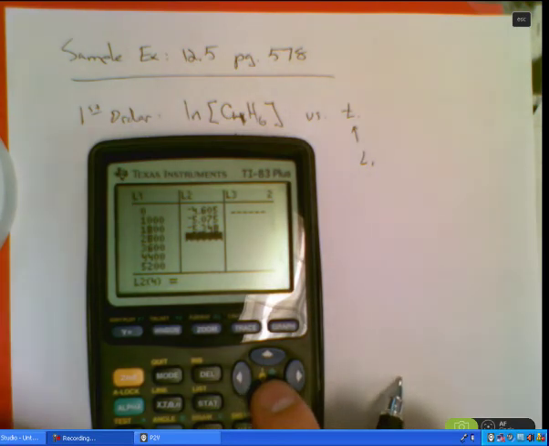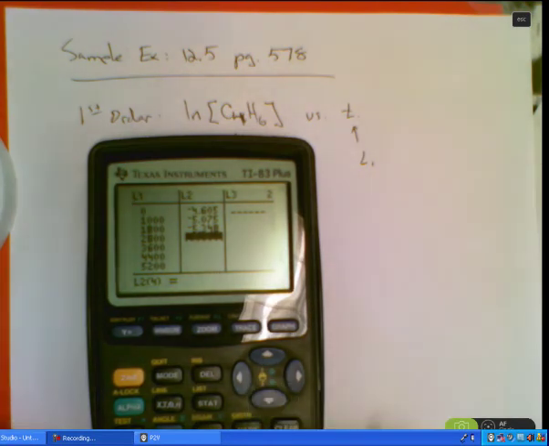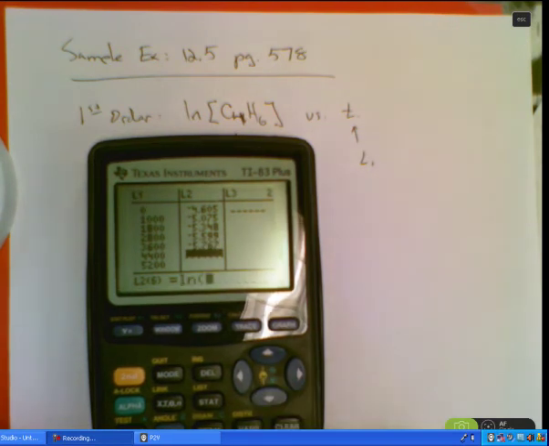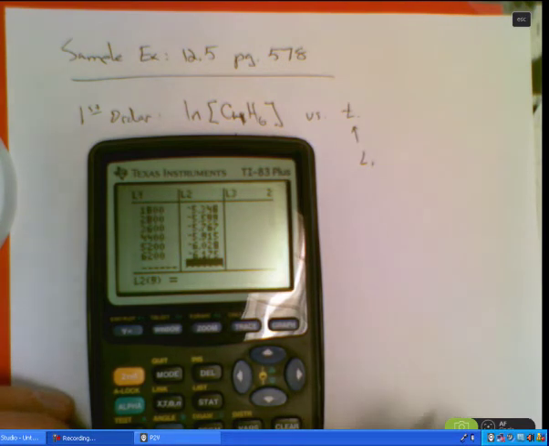So now I'm at 2,800. Its value is natural log of 0.00370. Scroll down. Next one, natural log of, at 3,600 is 0.00313. Scroll down. Natural log of, I'm at 4,400, 0.00270. Scroll down. 5,200 is natural log of 0.00241. And then the last one at 6,200, natural log of 0.00208. Enter. Okay. So now I'm going to go stat.